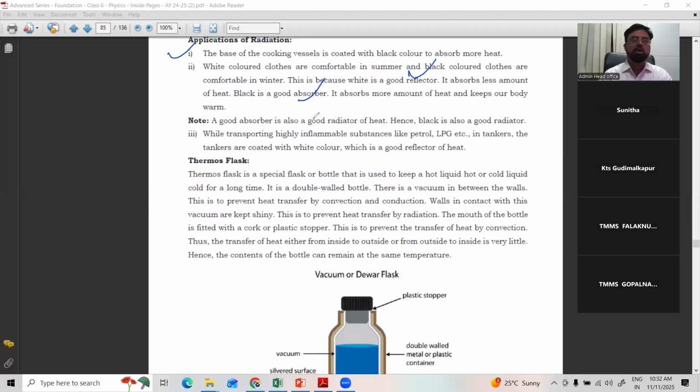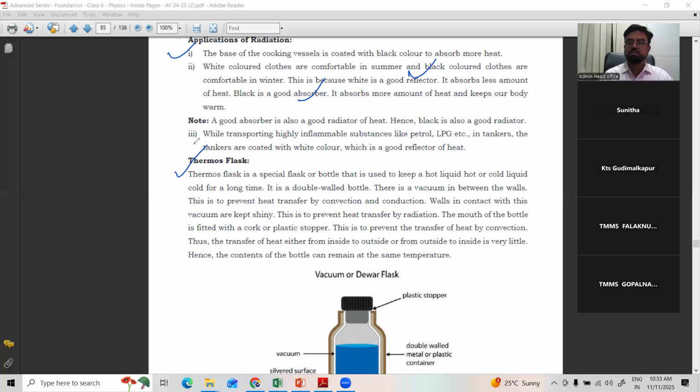Note, a good absorber is a good radiator of heat. Hence, black is also a good radiator. When transporting highly inflammable substances like petrol, LPG, etc. in tankers, the tankers are coated with white color, which is a good reflector of heat.